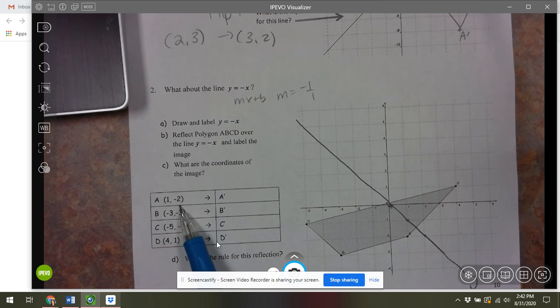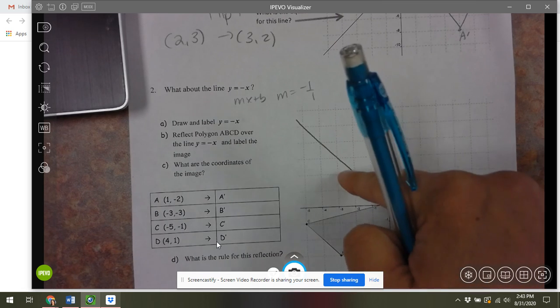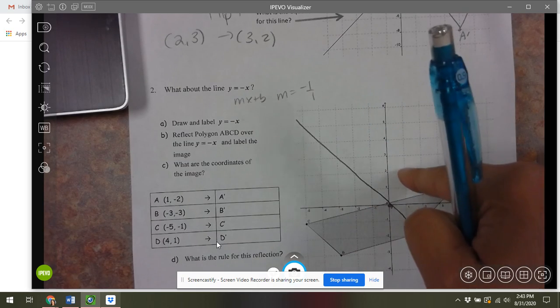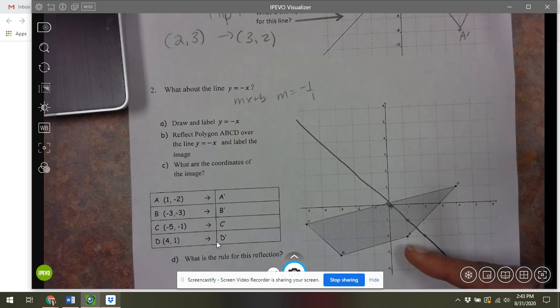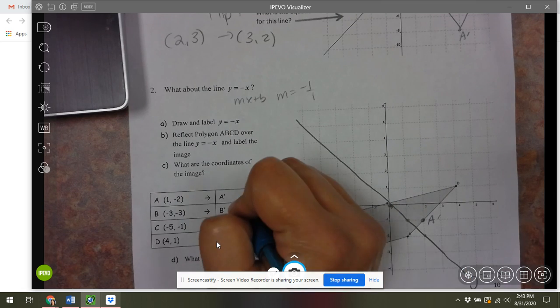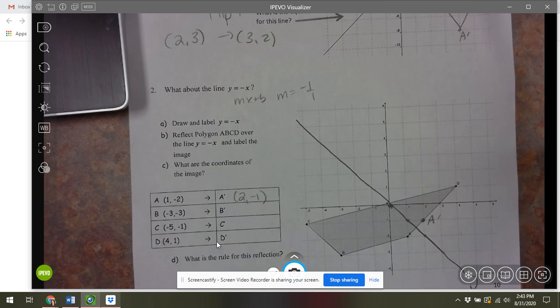1, -2. This is my point. 1, -2. It's got to come over here, on the other side of this line. So here's the way I do it. And this is a little confusing maybe, but if I go up to get to the line, then I'm going to go out to get to A. So there's my A prime, and A prime is the point 2, -1.